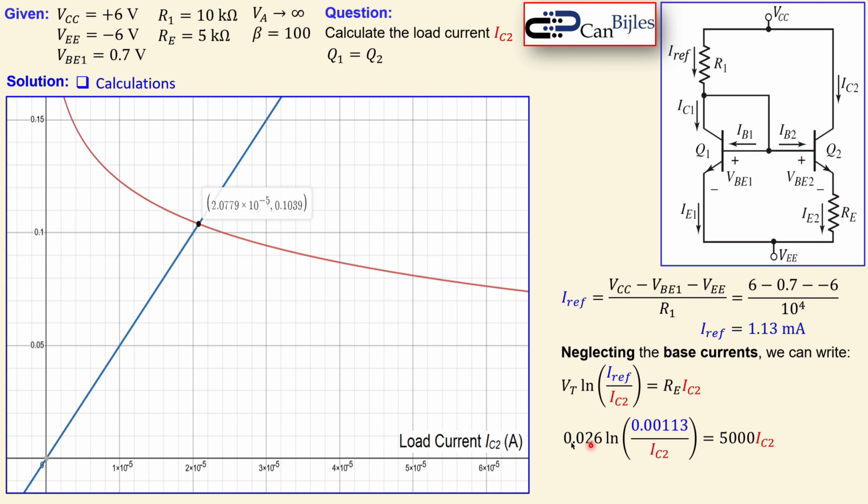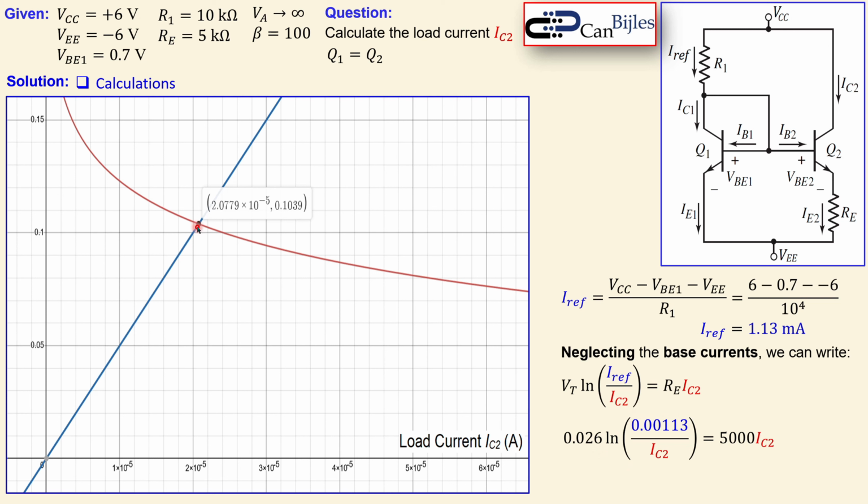Now this is the graph for this equation. The left side here, which is the ln, is this red curve, which is actually going like this. And the right hand side, which is 5000 times IC2, is this blue line increasing. In this case, the horizontal axis is the load current, and the vertical axis is the value of each of these equation parts, so the left part, also the right part.